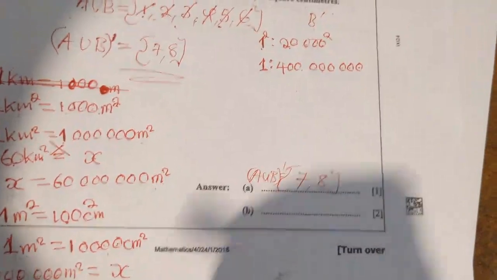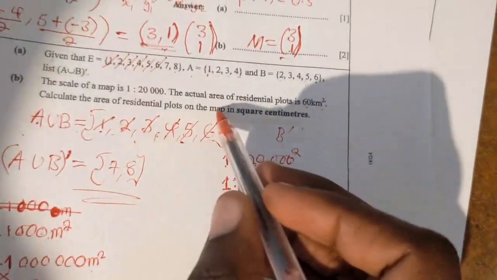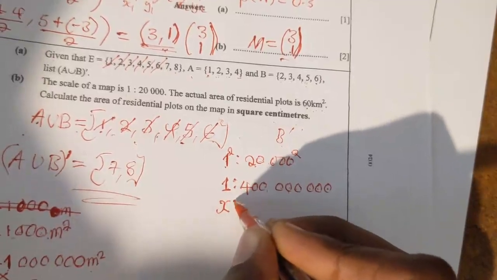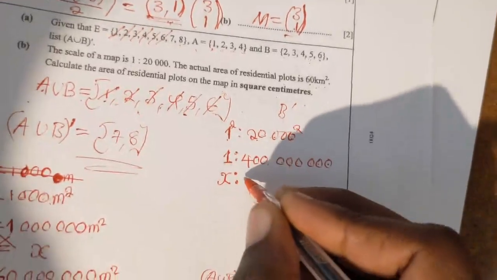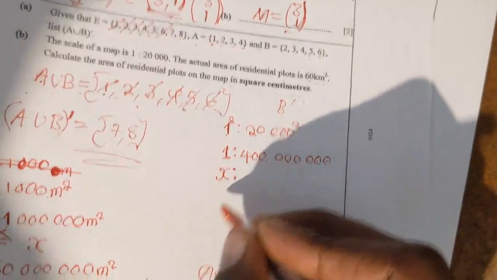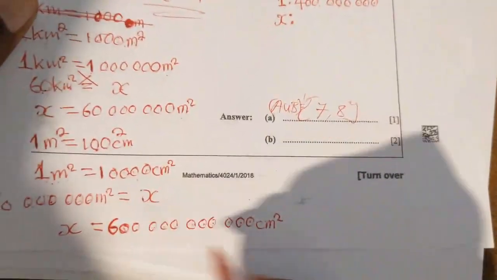So the actual that we have found, it is this. So what you are looking for is on the map. So on the map here you put what? You put x. What you are looking for is the actual here. So here you have what you are looking for on the map. Then what we have here is this one that we have found here.